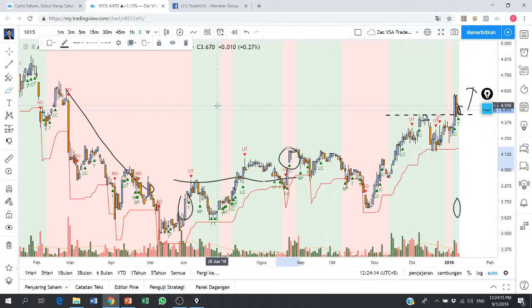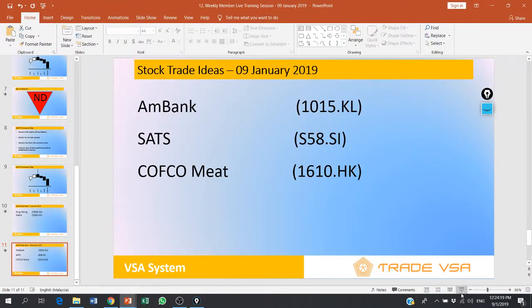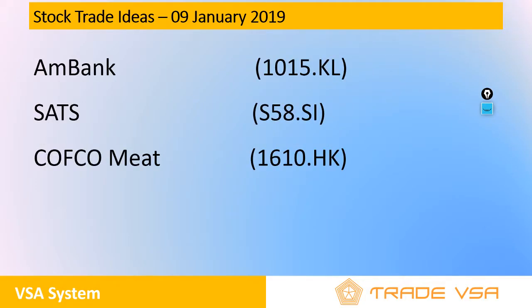So I have covered the three stocks that we have as picks for this week: Mbank, SAT, and Kofco Meat. For the rest of the time here, I will go through some stock reviews with you. I have a few over here.